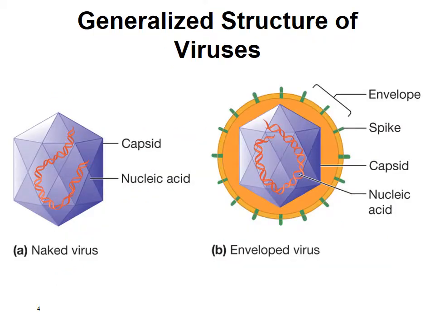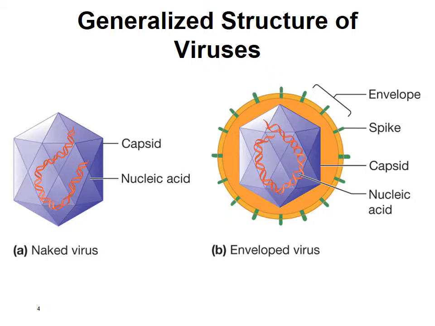Here we can see the generalized structure of viruses. So almost all viruses fall into one of these two categories. On the left we have what's called a naked virus, and to the right we have the enveloped virus. So the simplest viral structure is that of the naked virus. It consists of a piece of nucleic acid, which you can see indicated in red, and surrounding this is a protein shell called a capsid. And together, the nucleic acid and the capsid are referred to as a nucleocapsid.